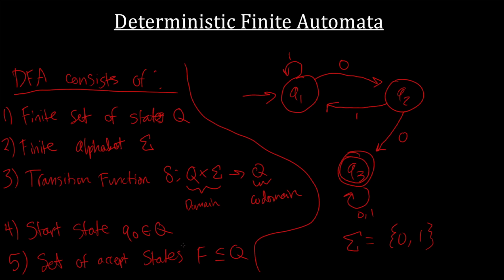Well, we already know that all these other 4 conditions are satisfied. We have a finite set of states, a finite alphabet, one and only one start state, and a set of accept states that is a subset of Q. However, for our transition function, we need to make sure that it's well defined. So on Q1, we have a transition for both 1 and 0, so that's okay. On Q2, we have a transition for both 1 and 0, and we have the same thing for Q3. So we indeed have a well-defined transition function, and thus all of these conditions are met. So this construction is a valid DFA.